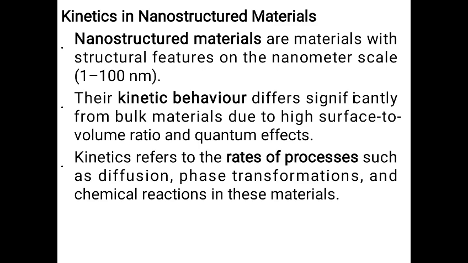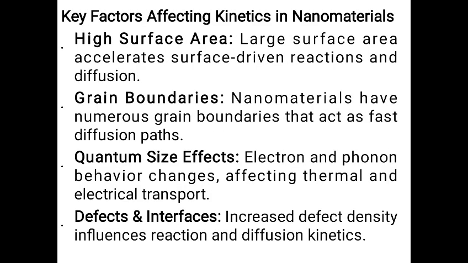Kinetics in nanostructured materials. Nanostructured materials are materials that have structural features in the nanometer scale, that is, in the range of 1 to 100 nanometers, and their kinetic behavior differs significantly from bulk-sized materials due to the presence of a higher surface to volume ratio and quantum effects. Kinetics refers to the rates of processes such as diffusion, phase transformations, and also chemical reactions in these materials.